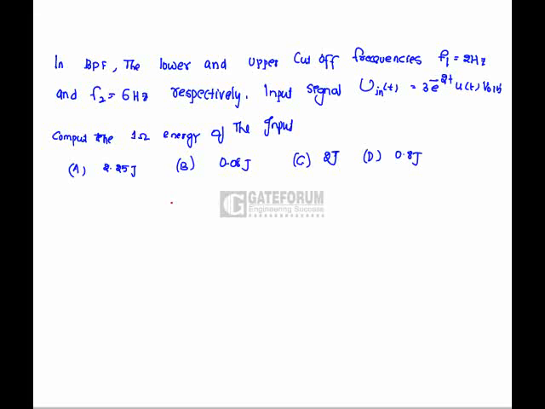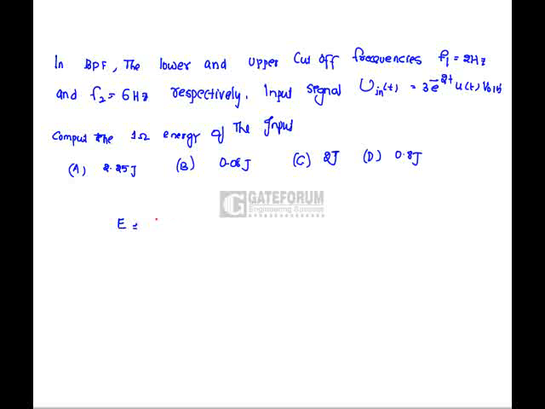In a bandpass filter, the lower and upper cutoff frequencies are f1 equals 2 Hz and f2 equals 6 Hz respectively. The input signal is u of t equals 3 e power minus 2t u of t volts. Compute the energy of the input.